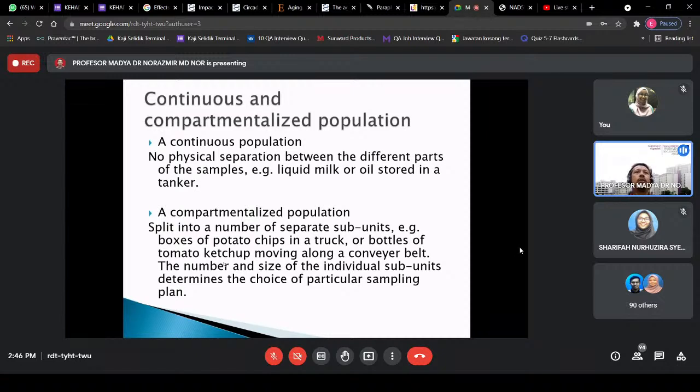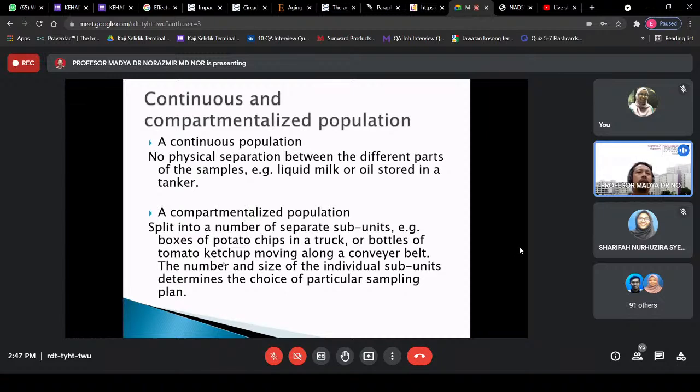So number three, continuous and compartmentalized population. In a continuous population, there is no physical separation between the different parts of the sample, such as the liquid milk or oil stored in a tanker. So all this sample is a continuous population. It's mixed together, liquid milk or the cooking oil. Okay, it's a continuous population.